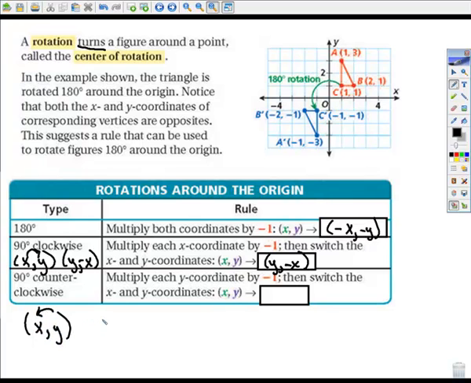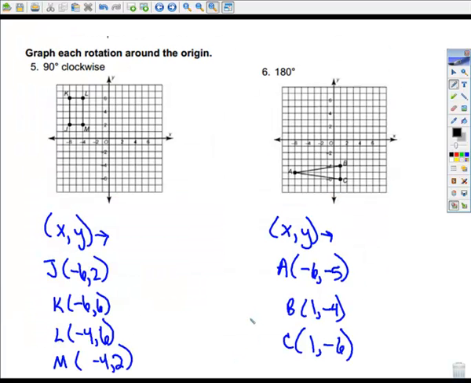So I'm going this way. I'm still switching the x and the y, but now my y becomes the opposite. Here it says multiply each y coordinate by negative 1, then switch them. So it's, again, the same thing. Negative y comma x. And you have to remember the negative means take the opposite. So let's try a couple of these.